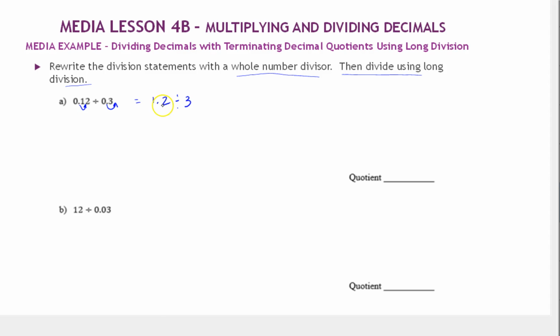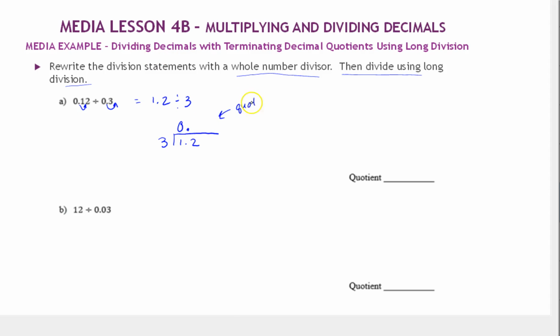Now with long division, remember we took the first number and we put it under the long division bar. And the second number, the divisor, goes on the outside. Now we're going to pay attention to place value. So we're going to say 3 goes into 0 times. And as soon as you hit the decimal point, when you're going to use a number after it, put the decimal up in the quotient area.